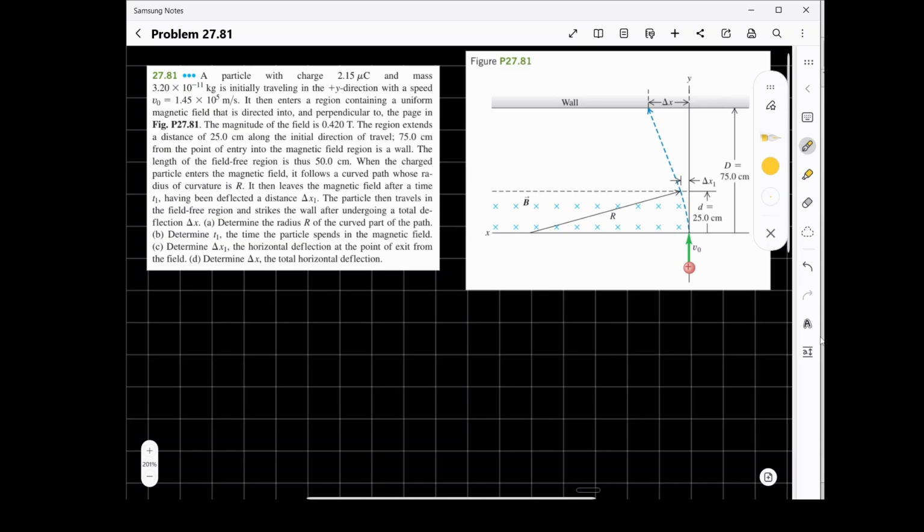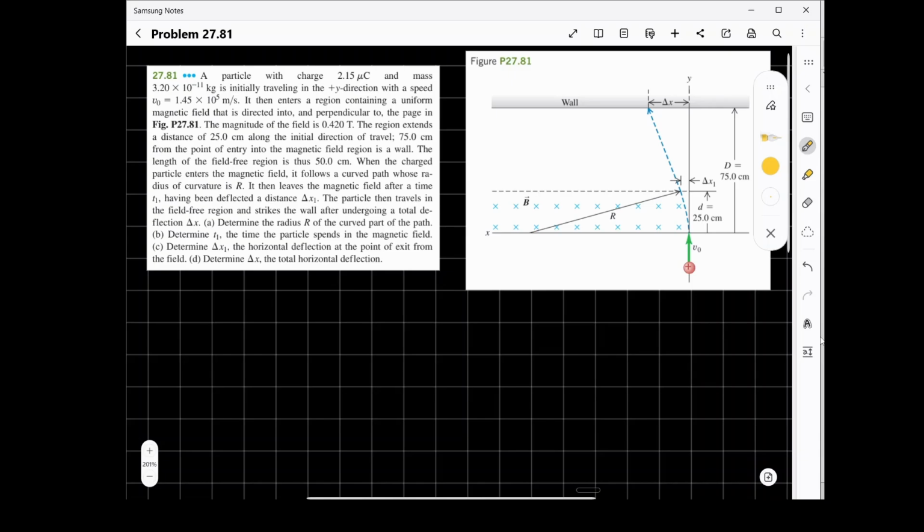So first read it carefully, pause the video and read it carefully. Here is the diagram, and try to solve it on your own. Okay, so now let us discuss what is happening here. So let me read it first.